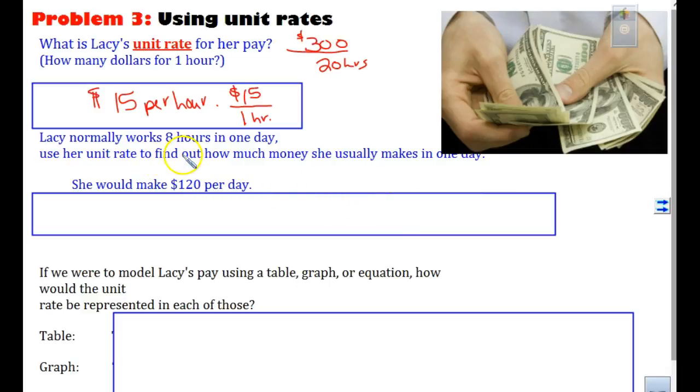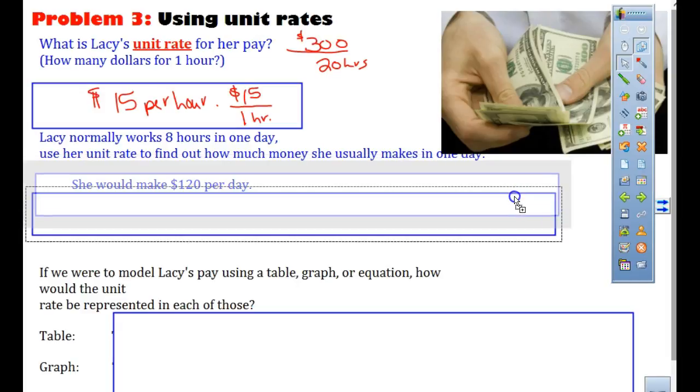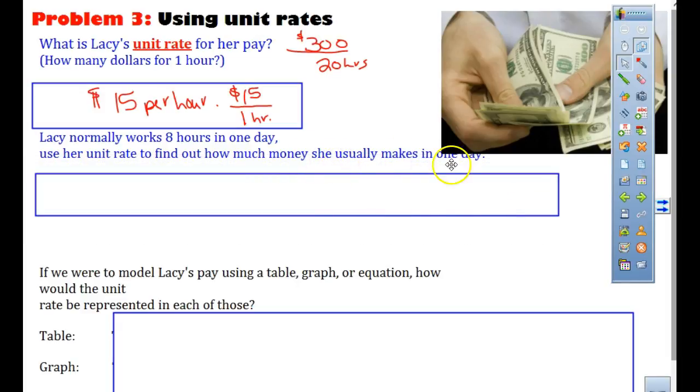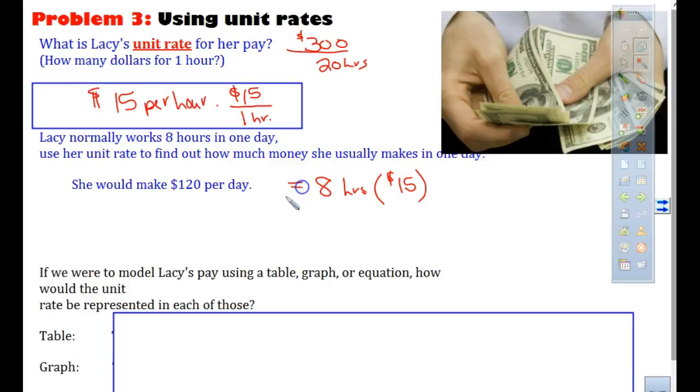So it says Lacey works 8 hours in one day. And the question is, this was supposed to be moved up. It got moved on my screen. And the question says, how much money does she make in one day? So if she works 8 hours, we already saw the answer. Show me how you should get that answer. What should we be doing to get that answer? We should be taking 8 hours times our $15 an hour, and 8 times 15 gives us 120 a day.